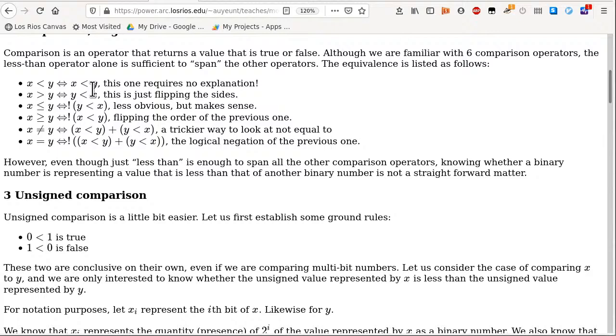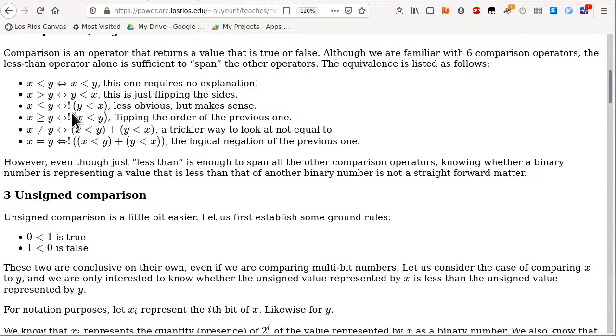Less than can implement less than. Great. What about greater than? X is greater than y if and only if y is less than x. So we just converted the greater than into a less than by flipping the operands, by flipping the expression on the two sides of the operator. That's pretty easy too.